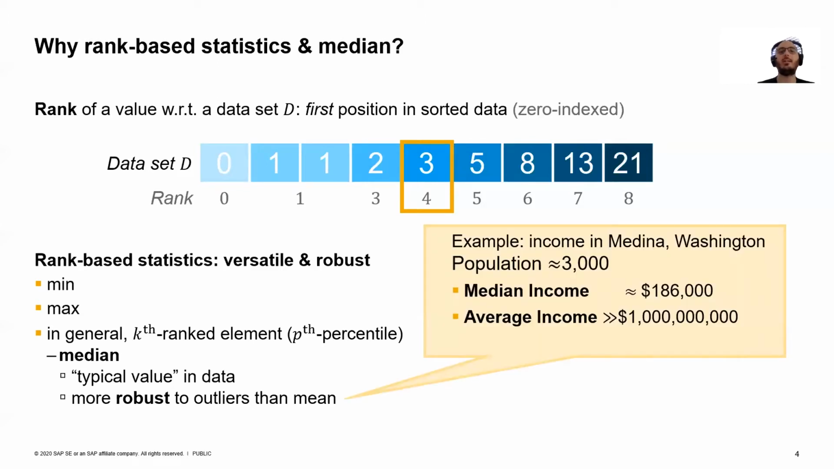So if you look at the income in Medina, Washington, with a population of around 3,000, the median income is less than 200,000. However, the average income is much more than 1 billion. How can this be? Well, there are outliers in the data called Jeff Bezos and Bill Gates. That's due to the result. So the median here is more robust.